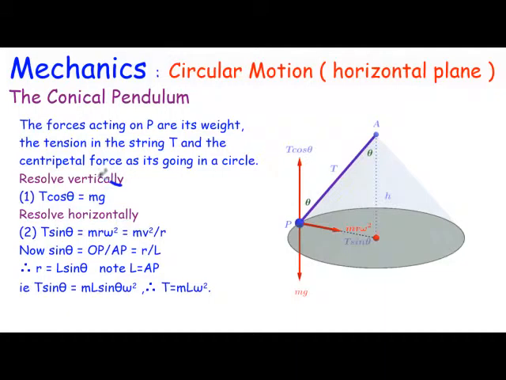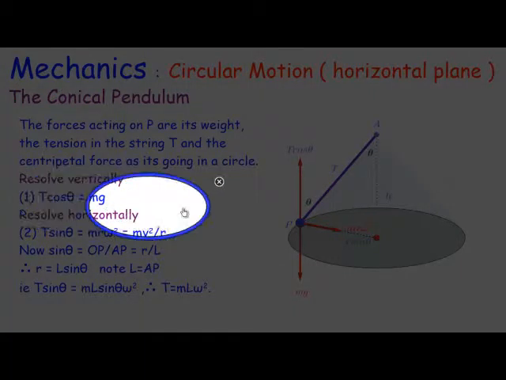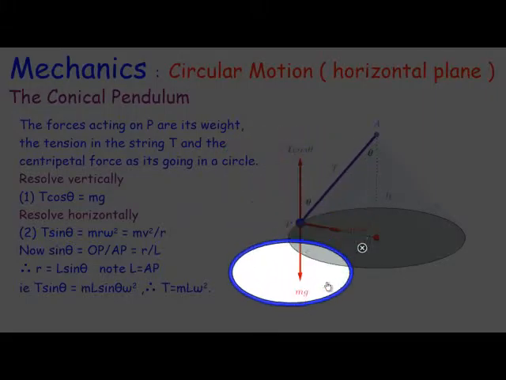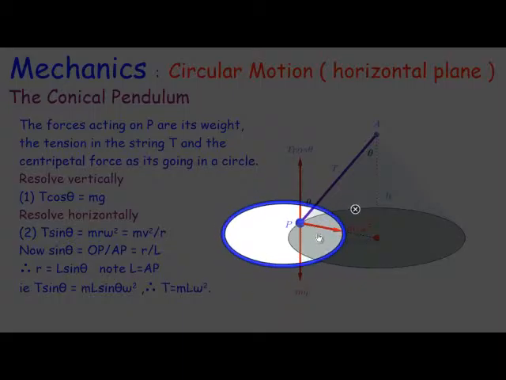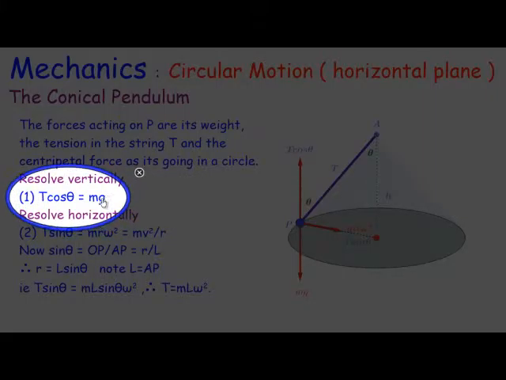Resolving vertically, here we have T cos theta equals mg. Now, why is that the case? If you go over here, you've got T cos theta acting in this direction and mg acting in that direction, and there's no vertical motion of that particle P. So there's balance, or equilibrium, and therefore T cos theta equals mg.